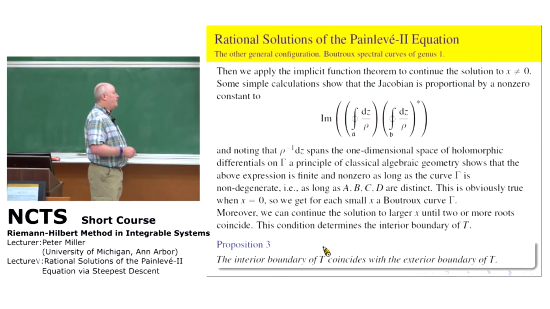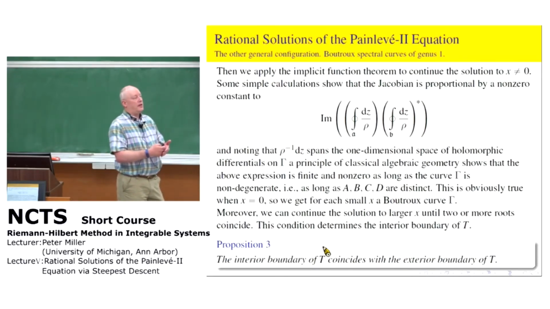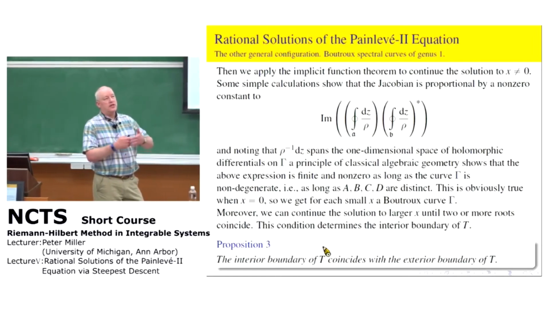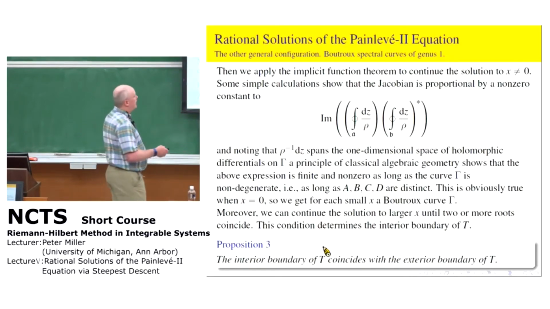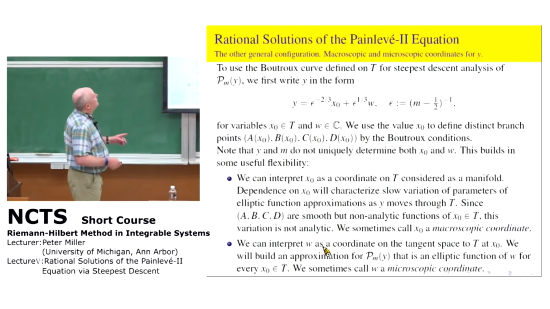And then it's not hard to show that the interior boundary coincides with the exterior boundary. So these are exactly the same thing, and this triangle that you see in the plots is exactly the transition boundary between the genus 0 region, which is exterior, and the genus 1 region, which is the interior of that triangle. Okay, so this is the proof of that, but I think I will skip it.